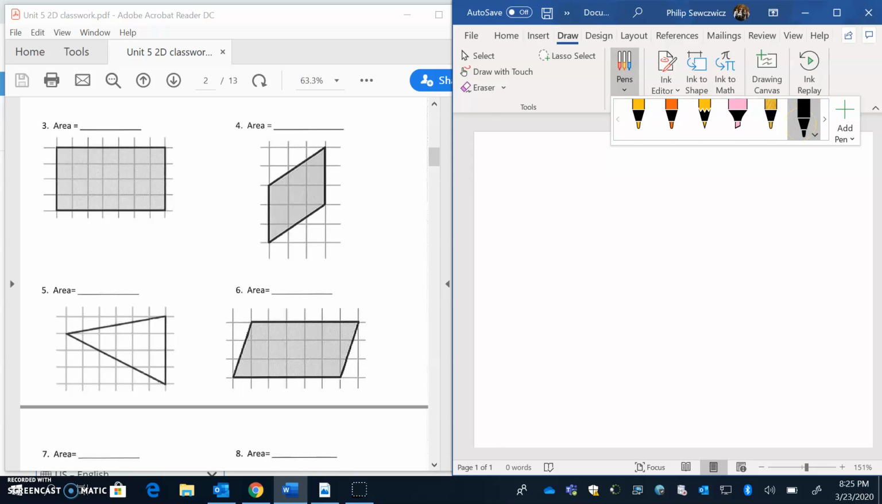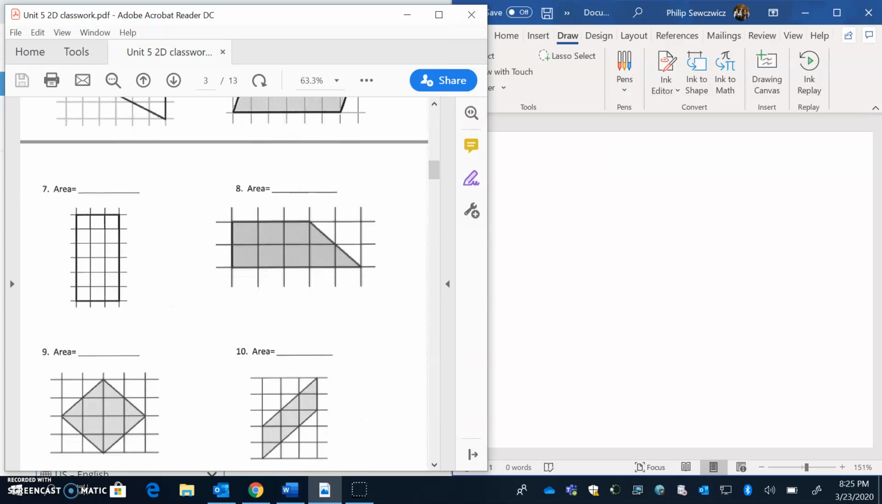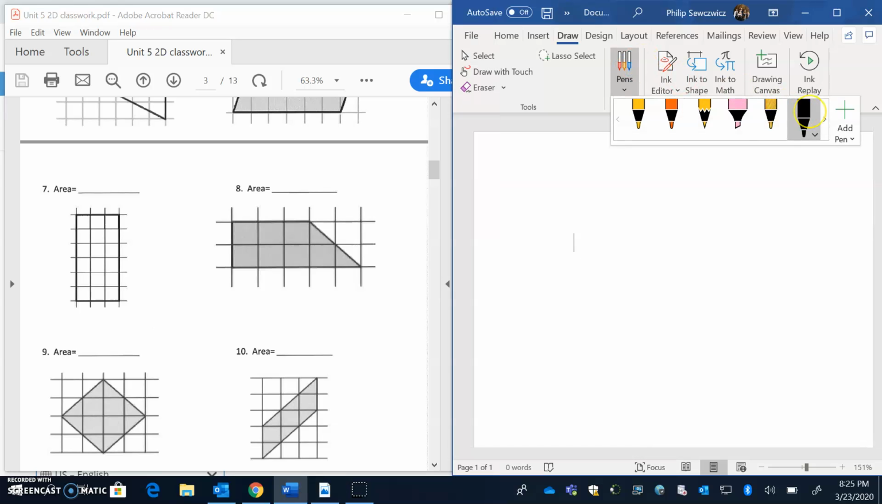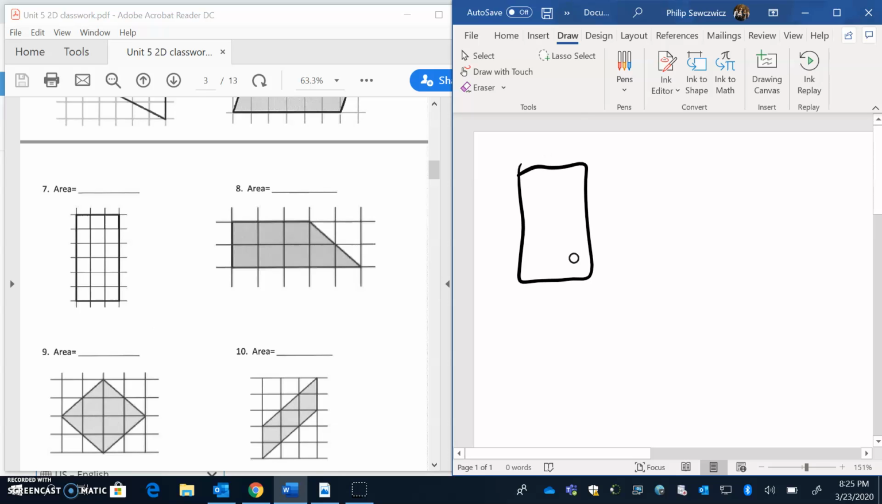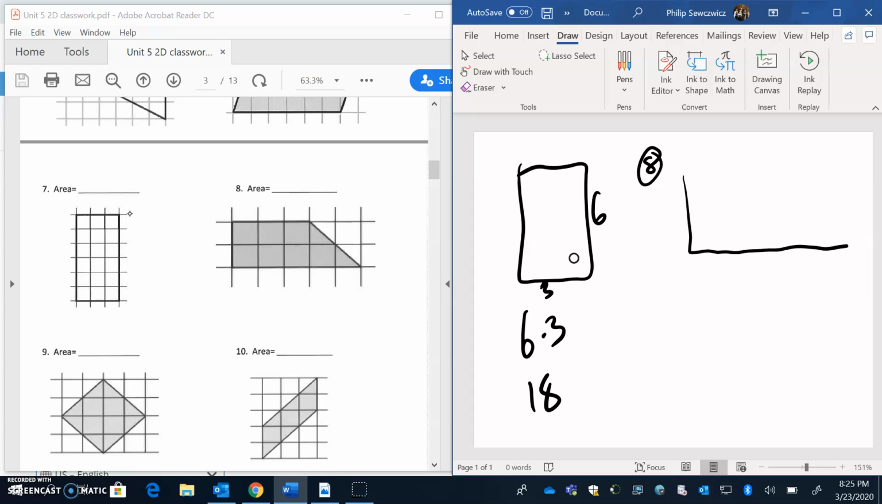So next page here, question number 7, just a rectangle. So when you look at your particular rectangle, you can just simply count how wide it is, 1, 2, 3. All right, count how tall it is, 1, 2, 3, 4, 5, 6. 6 times 3, hello, 18. All right. Question number 8 that we're looking at, this is a trapezoid.